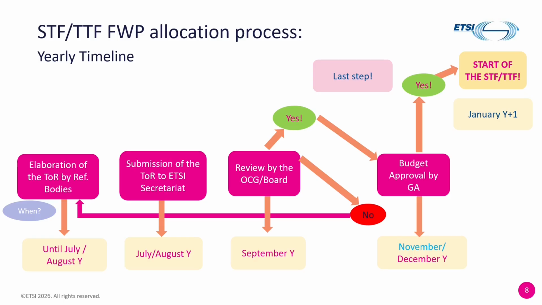If the proposal is approved, there is one final step. The General Assembly in November or December formally approves the budget for STFs and the funded work programme. And once that final approval is in place, the project can begin, typically at the start of the following year.